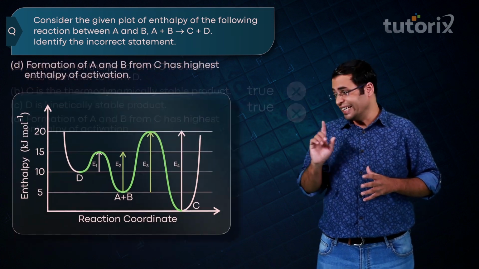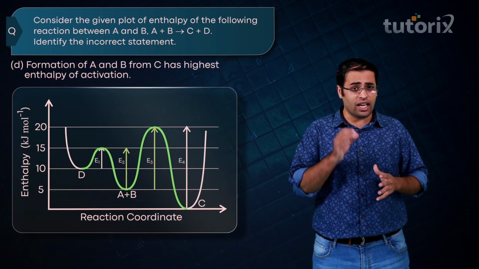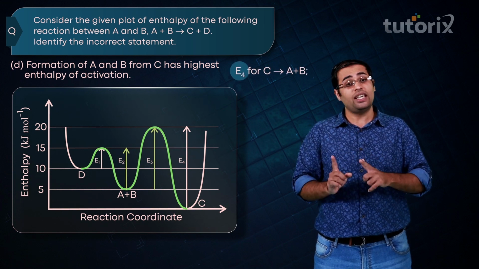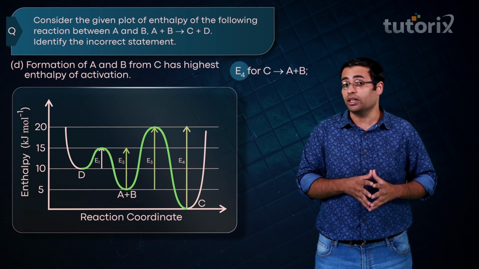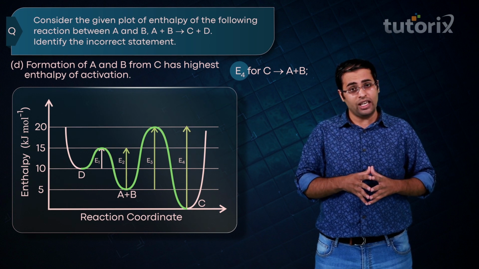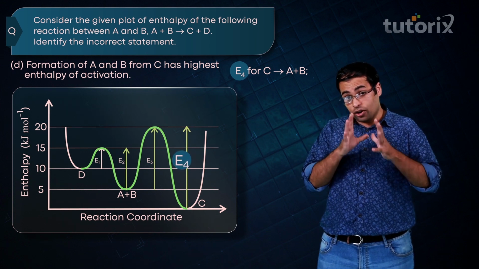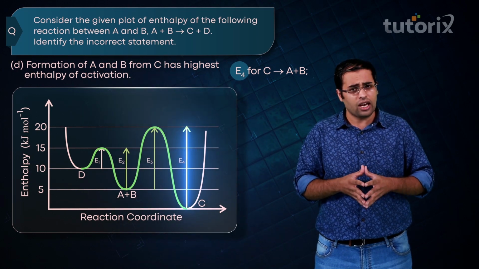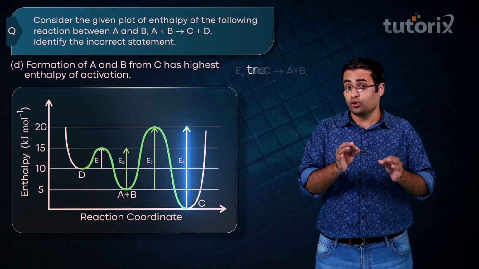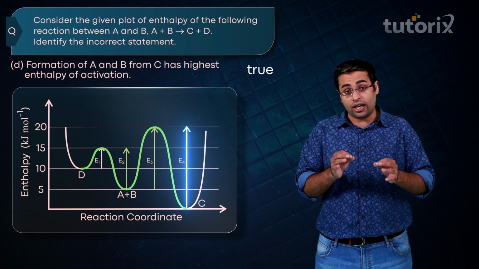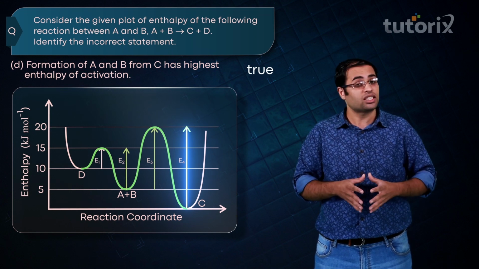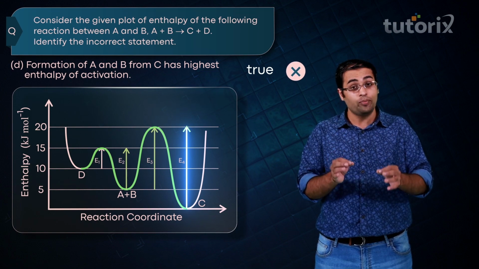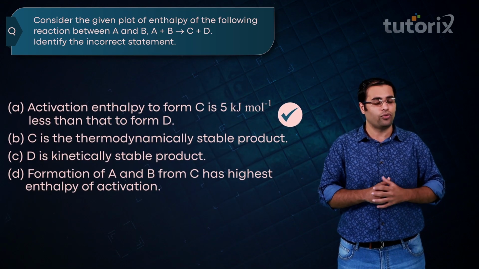Moving on to option D, which tells us that the enthalpy for the formation of AB from C is highest of all the enthalpies. We know that that enthalpy is E4. And looking at the diagram, in fact, E4 is highest, right? Therefore, option D is also true or correct. But because we need to find the incorrect statement, this option is not the correct answer of this question. So only option A is the correct answer of this question.